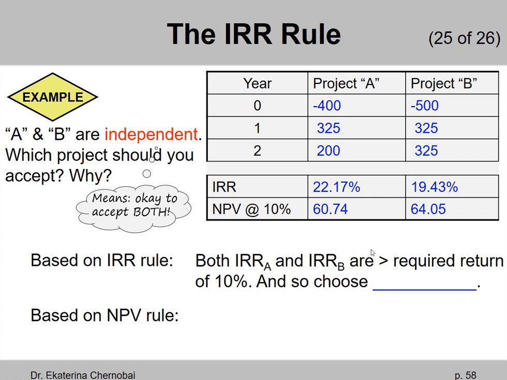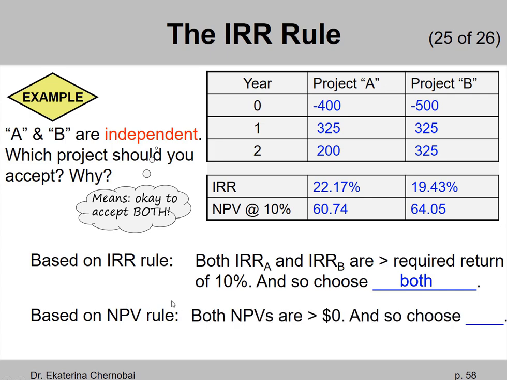And because they are independent, we are independently making our decision regarding each project. So we are going to choose them both, A and B. Now the net present value rule. What does the rule say? A project should be accepted if the net present value is above $0, right? Is it? Yes. $60.74 for project A, that's above $0. And for project B, the NPV is $64.05.